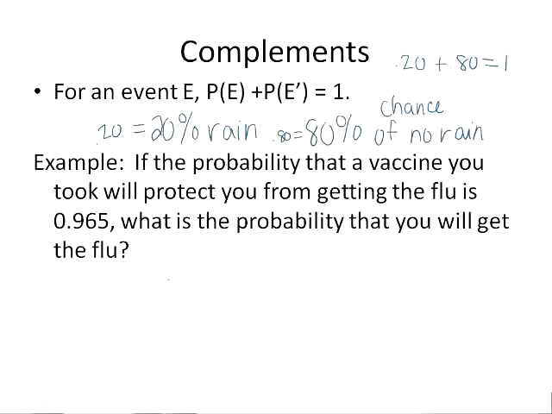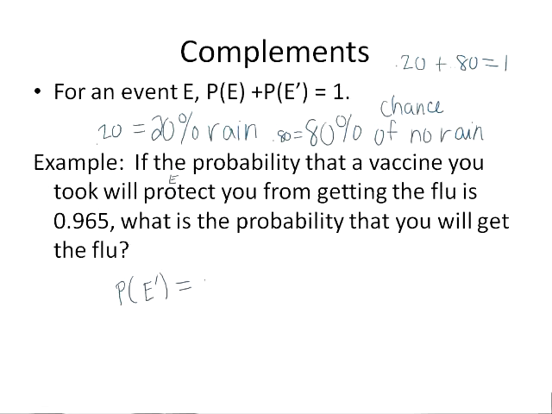If the probability that a vaccine you took will protect you from getting the flu is 0.965, what is the probability that you will get the flu? So the event E here is, of course, that you are protected from getting the flu. So we're trying to find the probability of E complement. So the E complement here is the event that you will get the flu.